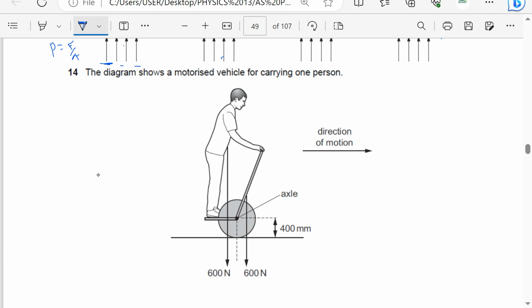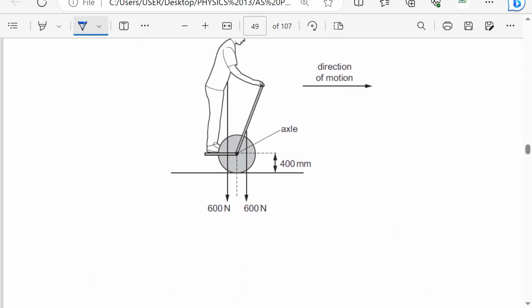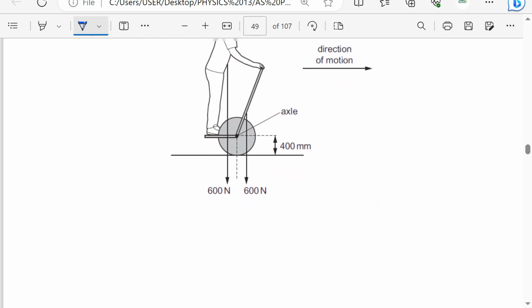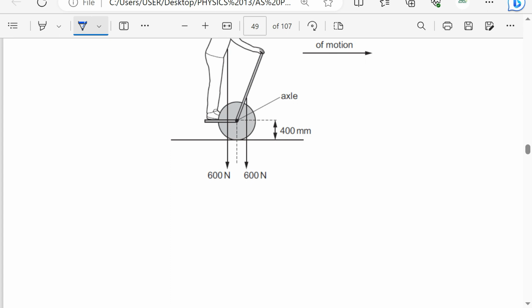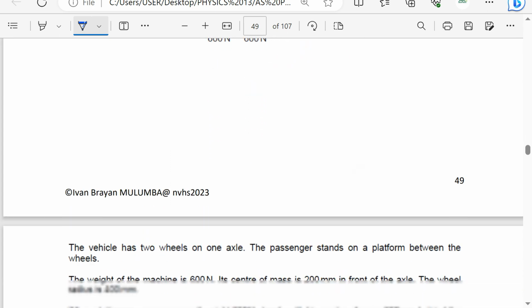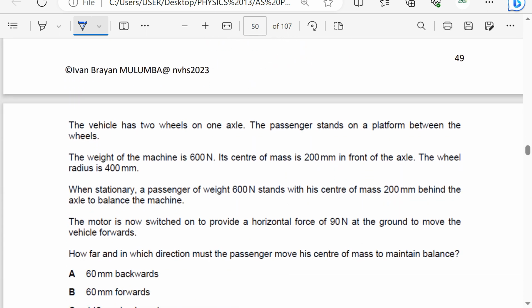The diagram shows a motorized vehicle carrying one person. You can see the person here enjoying. The vehicle has two wheels on an axle. The passenger stands on a platform between the wheels. The weight of the machine is 600 newtons. Its center of mass is 200 millimeters in front of the axle. The wheel radius is 400 millimeters.